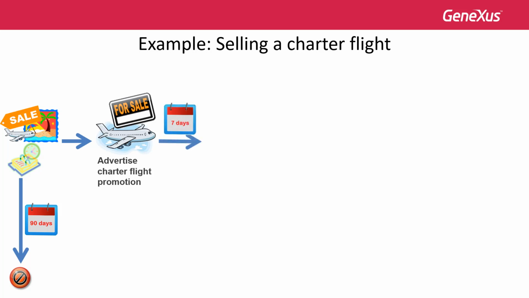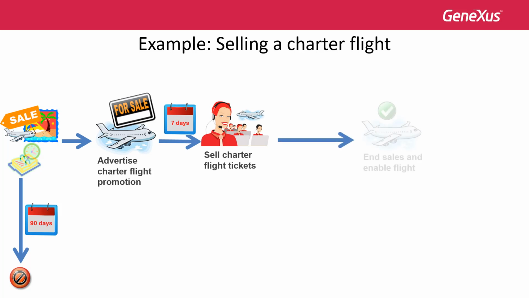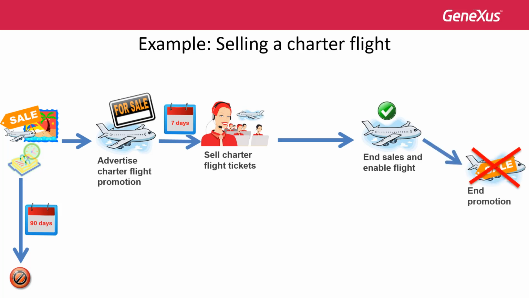1 week after launching the promotion, tickets are made available for sale. When all the tickets have been sold, the flight is enabled, which implies that this flight will actually operate, and the promotion is removed from the various media where it was published.